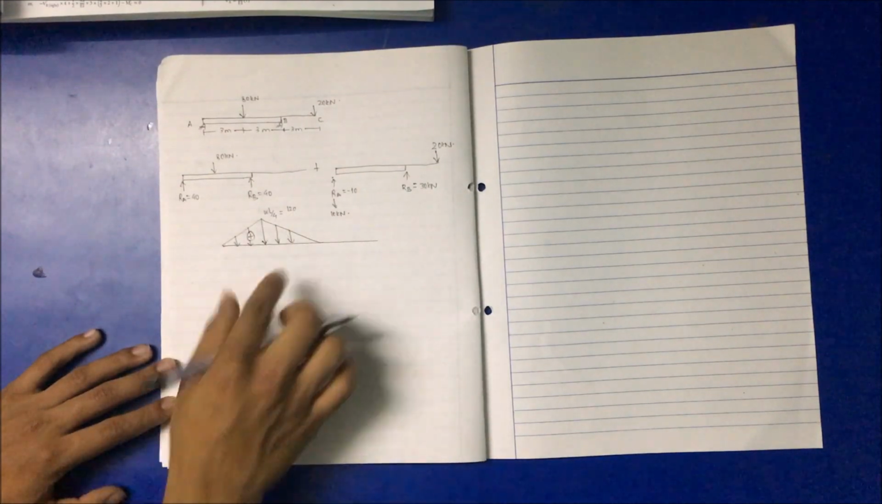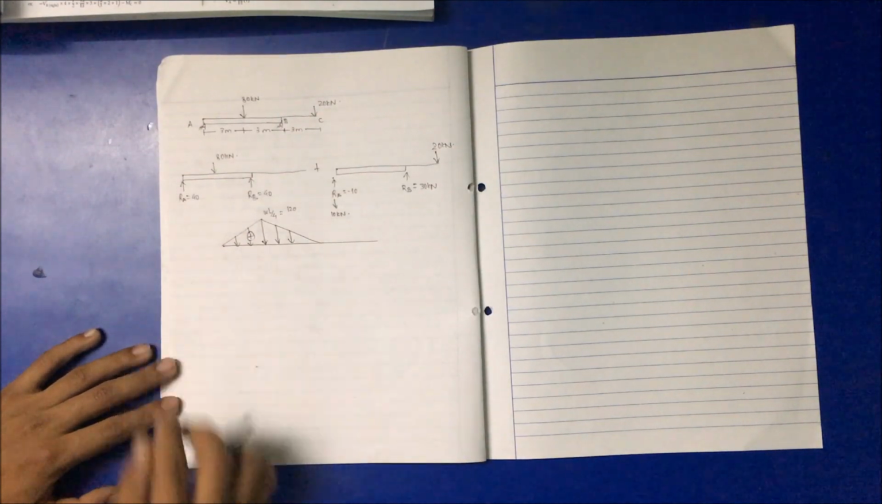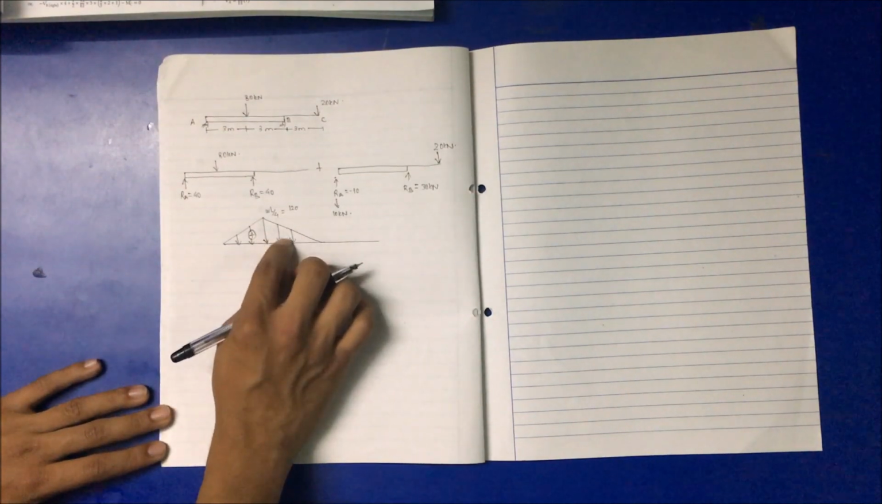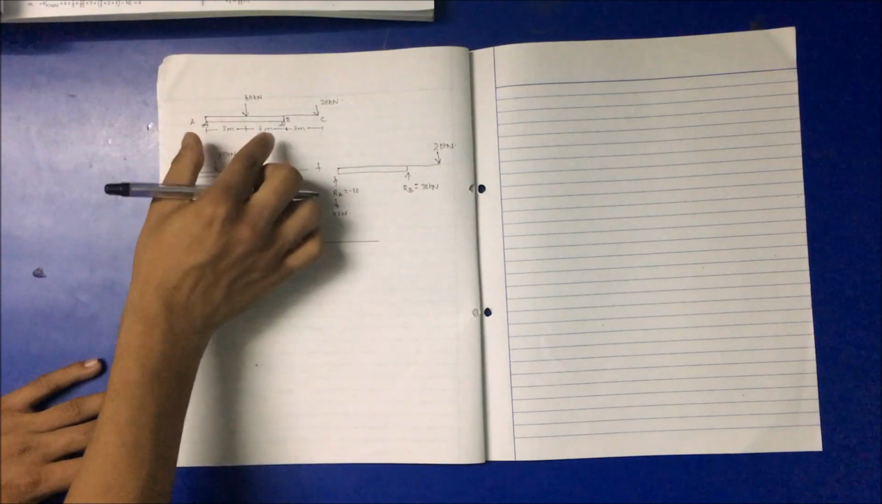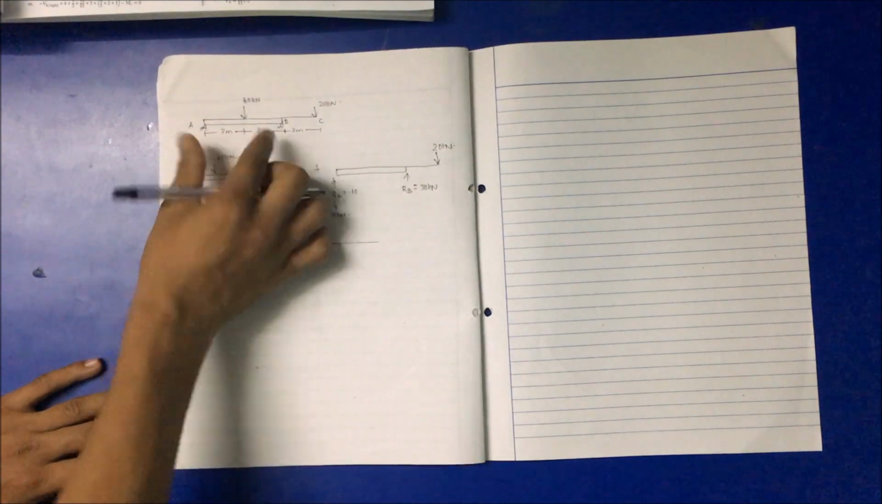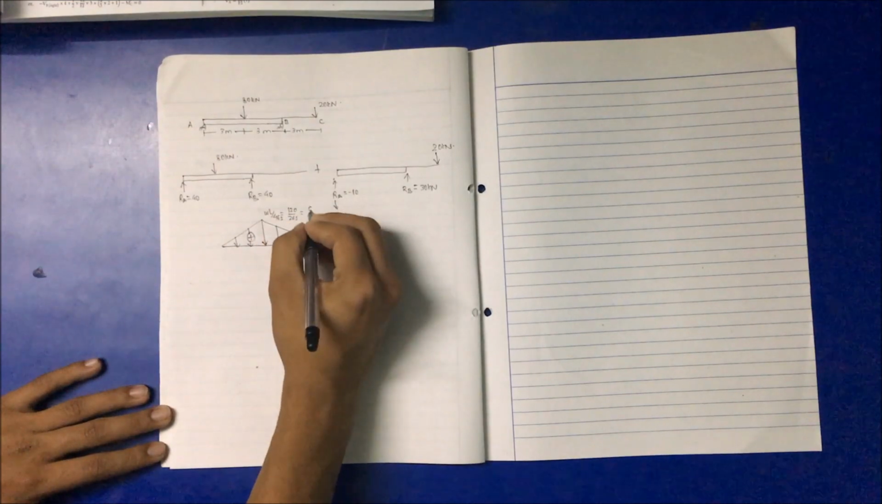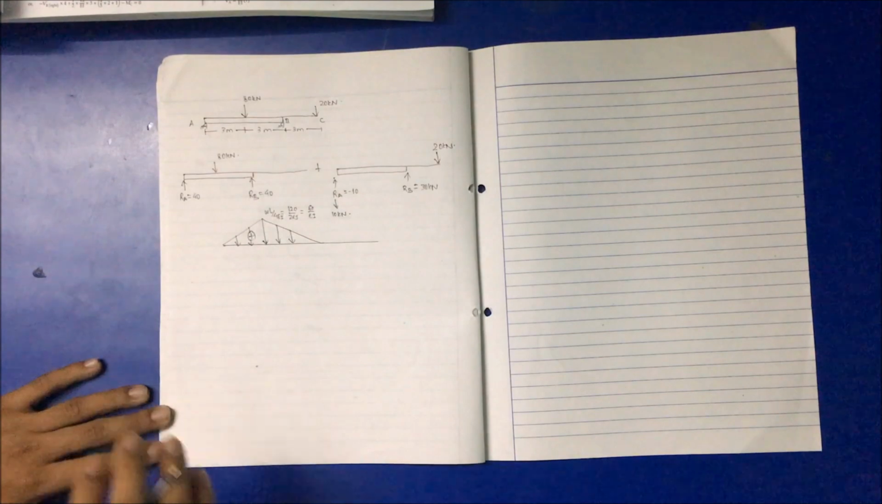As I am drawing the M by EI diagram, taking into account the flexural rigidity, and the flexural rigidity for this portion is 2 EI, so 120 by 2 EI will give me 60 by EI, the magnitude of this portion.